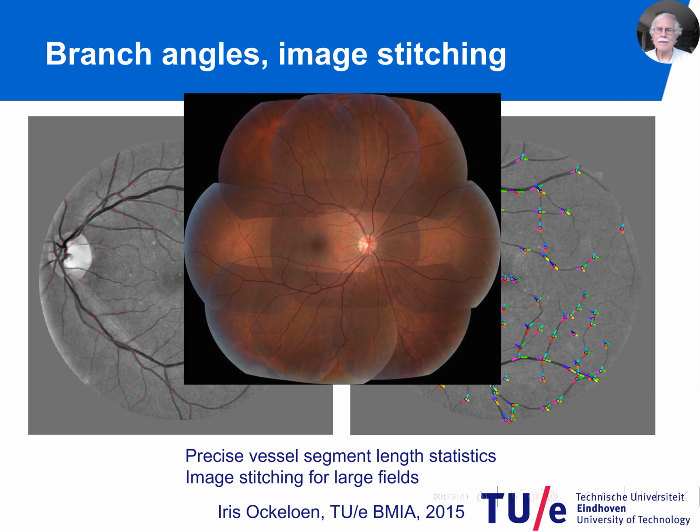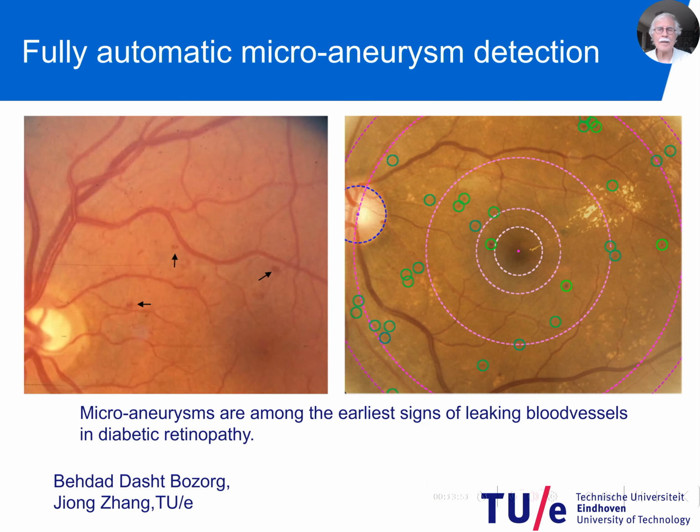And finally, we could do an easy stitching where you could combine 9 images into a much larger overview image, which is of course important in the screening program where you want to see the whole retina. We managed to get a fully automatic microaneurysm detection by a very dedicated blob detection. And here you see the probability to the right of the detected very tiny aneurysms, so it's very tiny bubbles in the blood vessels. And the brightness of the green circles indicates the probability with which we could detect these microaneurysms.